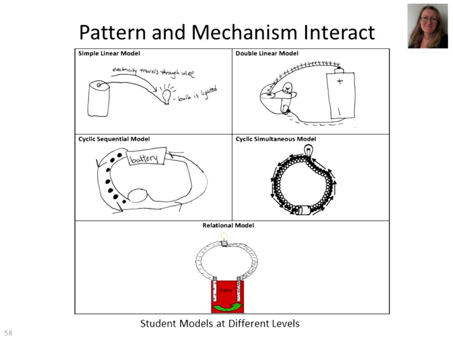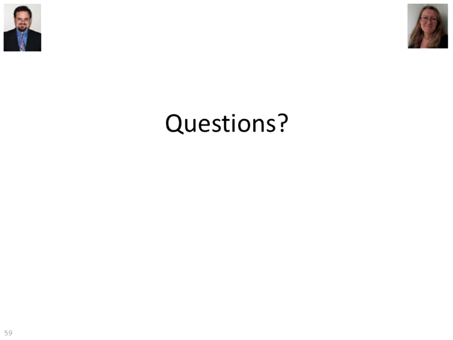And then there's two other models here, a cyclic simultaneous one where there's electrons all along the circuit and they actually start to flow and move when the battery is hooked up. And the last one, which is a differential model. But you can see in the student models above that how they think about pattern and the causal force involved are very much connected. So I'm going to stop there for questions.